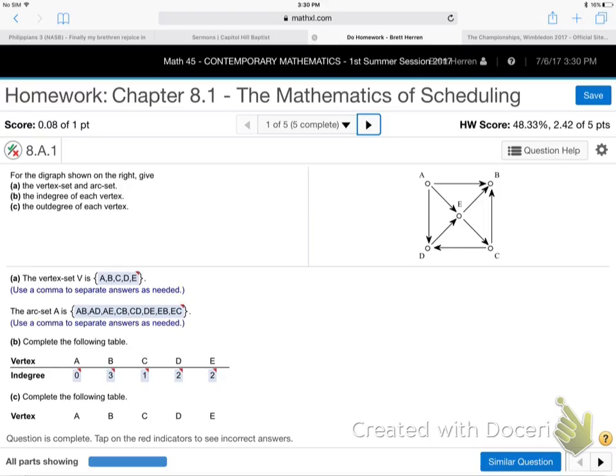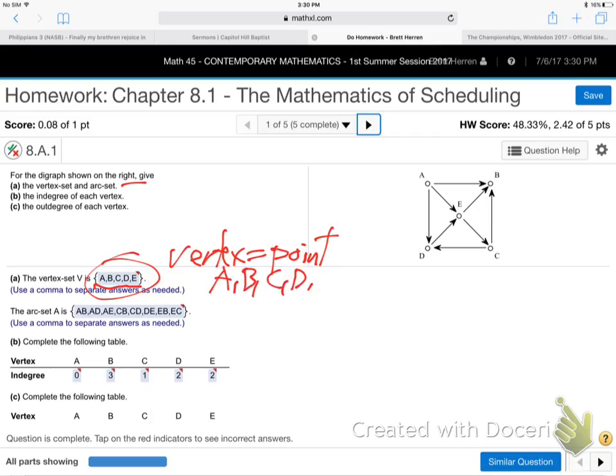This is pretty easy. It's called a digraph. Di stands for directed. Directed graph shown on the right. Part A says, give the vertex set and the arc set. So what is the vertex set? Well, there's the answer already for you: A, B, C, D, E. It just means what are the points? Vertex is a fancy word for points. A vertex is a point. So the vertex set is the set of all the points. Well, A, B, C, D, E. There you go. So they just want you to list those with commas. All I've done there is list A, B, C, D, E with commas.